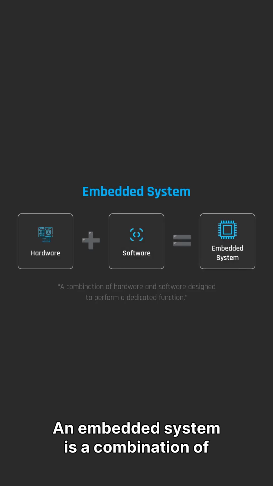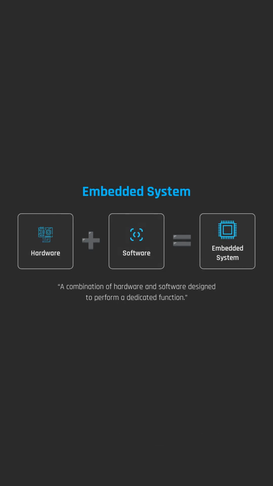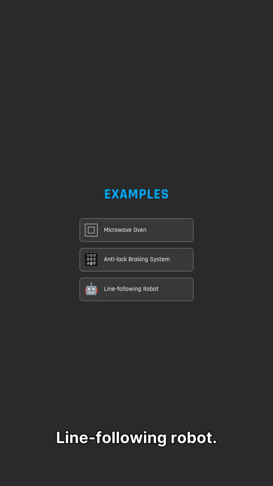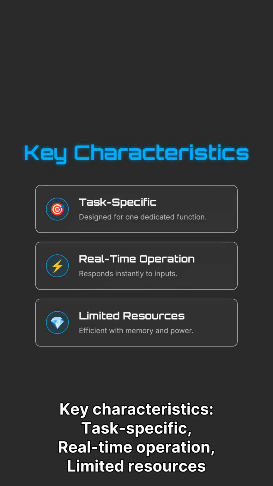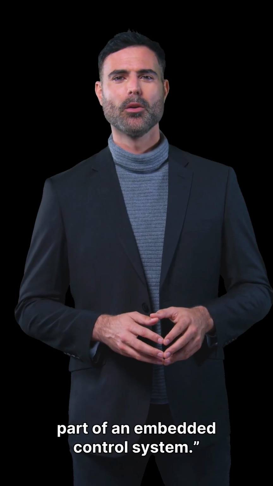An embedded system is a combination of hardware and software designed to perform a dedicated function. Examples: microwave oven, anti-lock braking system, line-following robot. Key characteristics: task-specific, real-time operation, limited resources. Every microcontroller we use in robotics is part of an embedded control system.